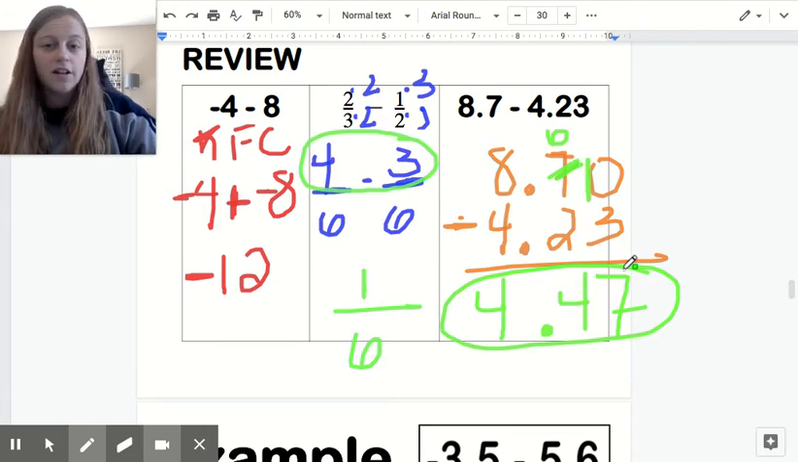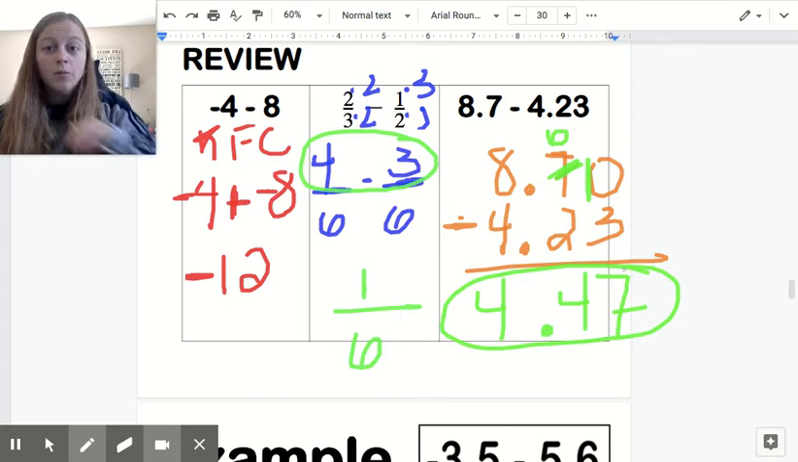So very, very similar to adding. We need to line up our decimals. We need a common denominator. And then, of course, with integers, we actually KFC it.